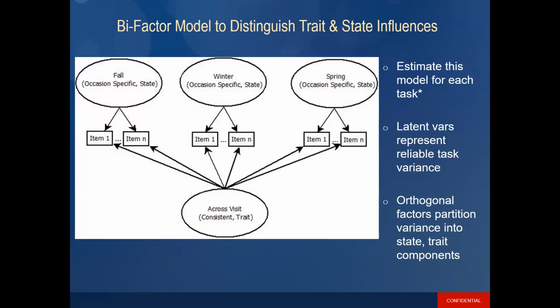The time-specific latent variables are reliable variance that was unique or peculiar to that particular assessment period, right? So we're going to be able to use the latent variables at the top and the bottom to get some sense of how much of what kids are doing in these tasks is consistent or trait-like, and how much of it is fiddly because there was something going on in the fall, winter, or spring.